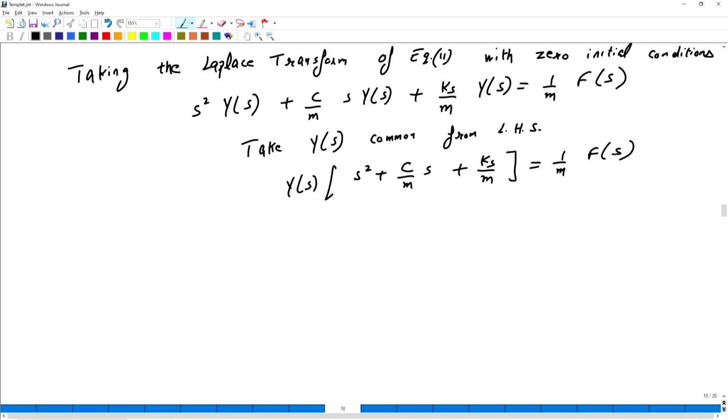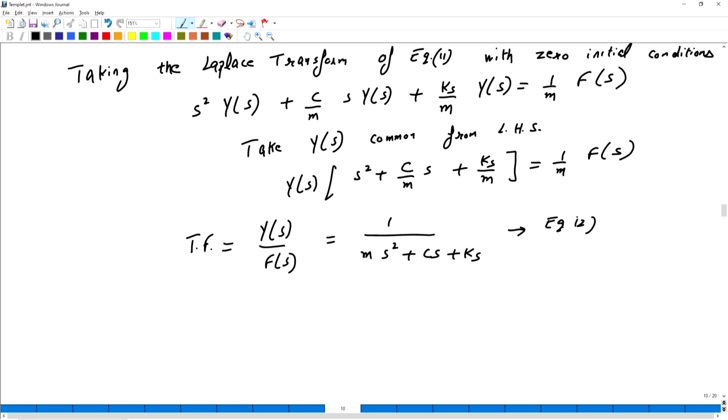Finally, we can write the transfer function, that is the Laplace transform of output to input variable, y of s by f of s. Consider this as the transfer function TF equals 1 upon m s square plus c s plus Ks. Consider this as equation number 12. So this is the representation for the transfer function.